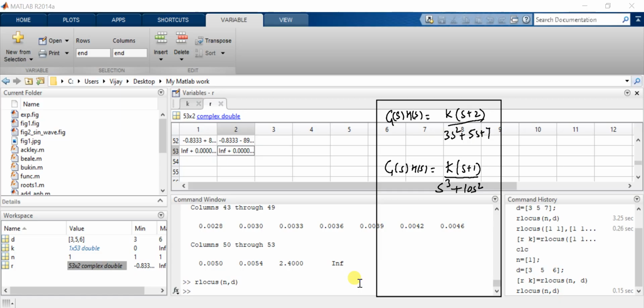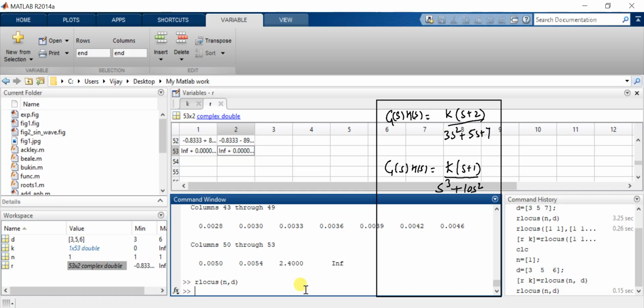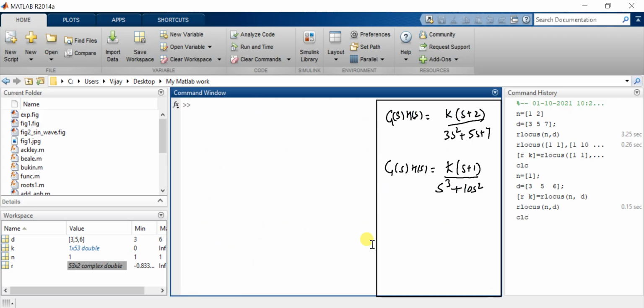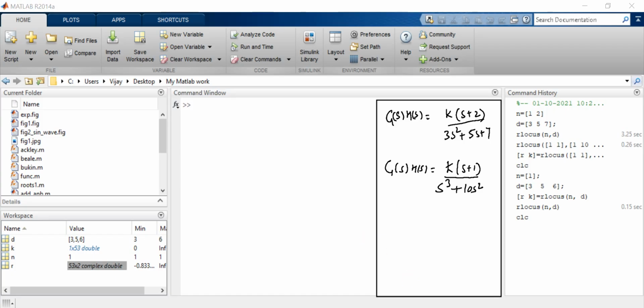Now, if you have any system in the form of state space, you can also make a root locus for such systems. So let's try to make the root locus of a state space system. Let's take a system with matrix. Let me first clear this screen.